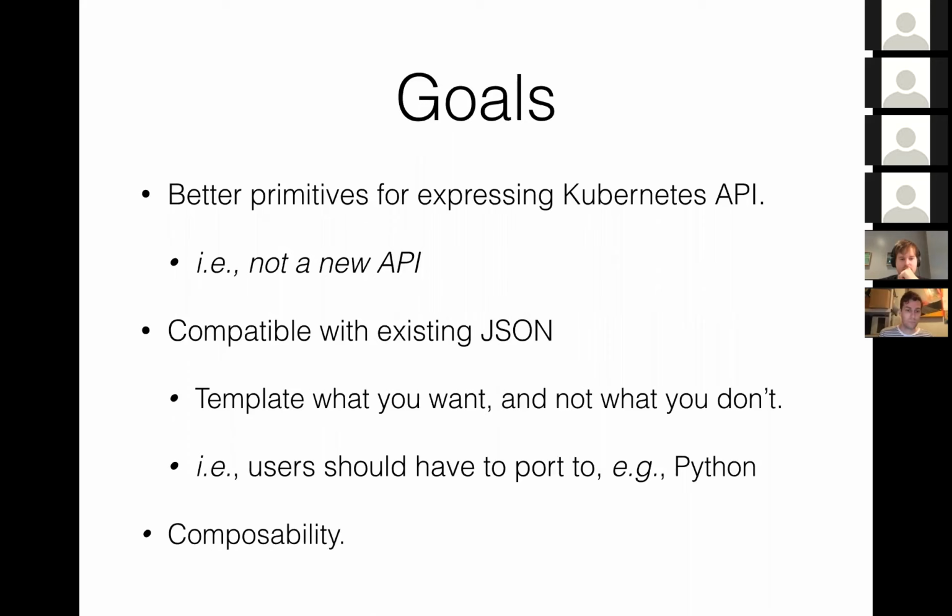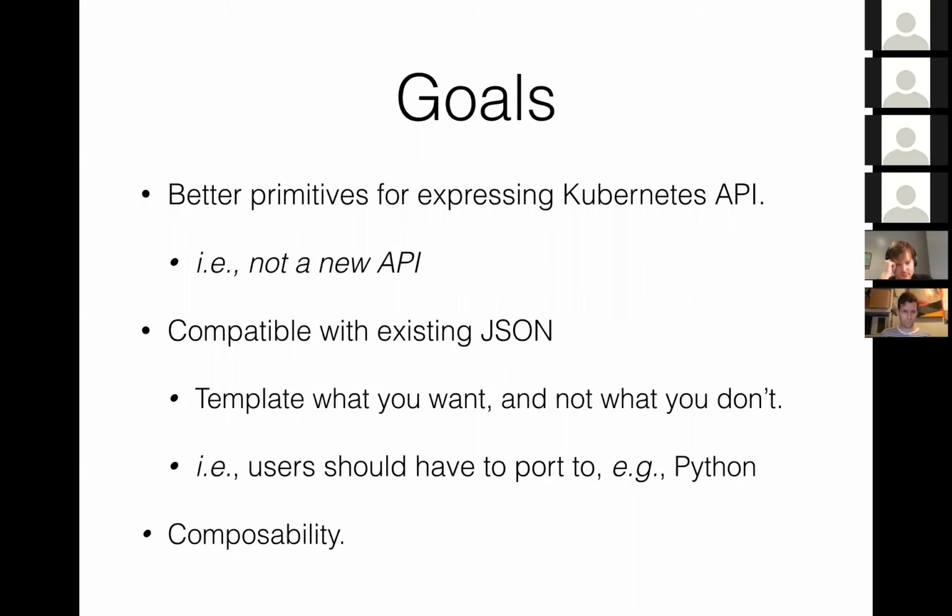So when we think about this, we ended up settling on a couple of different goals that were important to us after talking to a lot of people who had experience doing this in-house. Our first goal for the project for Casein was to build better primitives for expressing the actual Kubernetes API itself. If you contrast this approach to something like Compose to Cube, which is really taking a different API and mapping it to the Kubernetes API, when we talk to a lot of people who scaled up their applications, we found that an important goal for people is just having good primitives for dealing with the Kubernetes API. So we're not writing a new API. The second goal that's really important to us is that it has to be compatible with existing code. In particular, it has to be compatible with the JSON files that people have written. So we think that users should be able to template what they want and not what they don't.